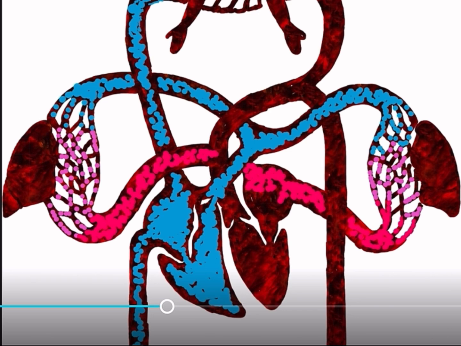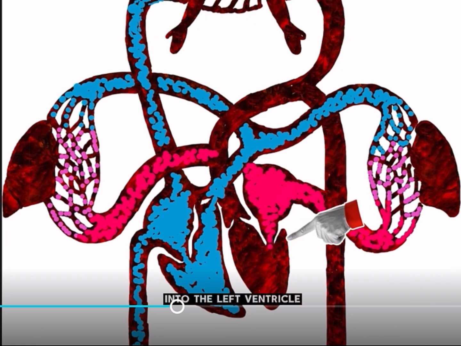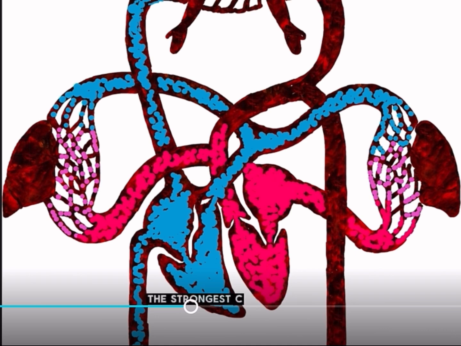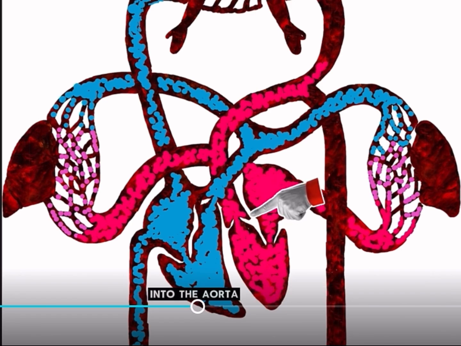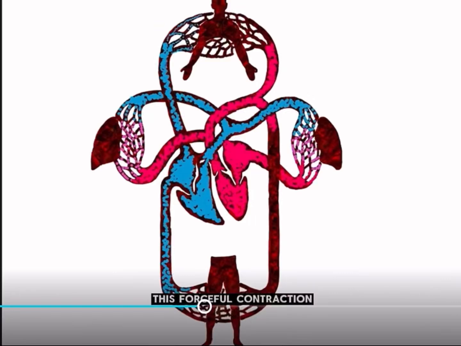Left ventricle. The left atrium contracts, pushing blood through the mitral bicuspid valve into the left ventricle. The mitral valve prevents backflow into the left atrium. Aorta. The left ventricle, the strongest chamber, pumps oxygenated blood through the aortic valve into the aorta, the largest artery in the body. This forceful contraction ensures blood reaches all body tissues.